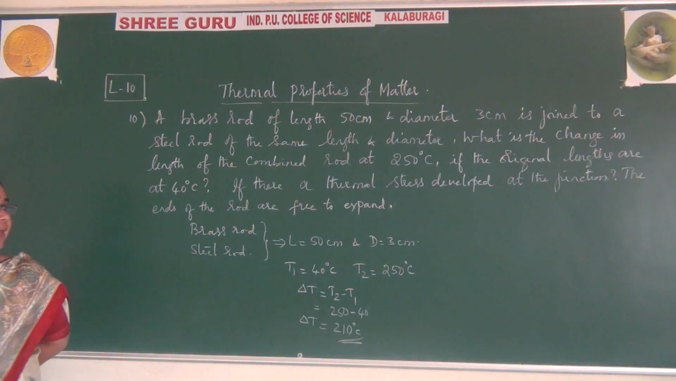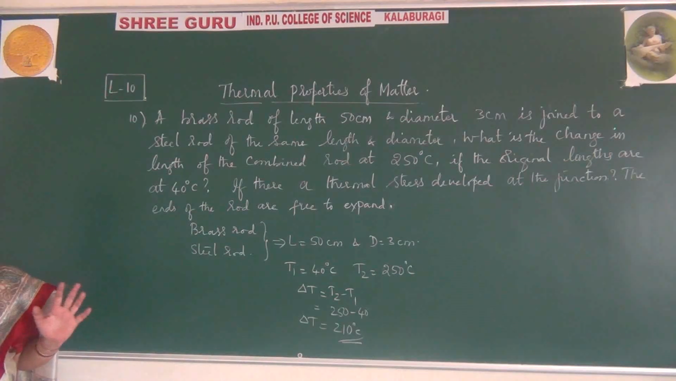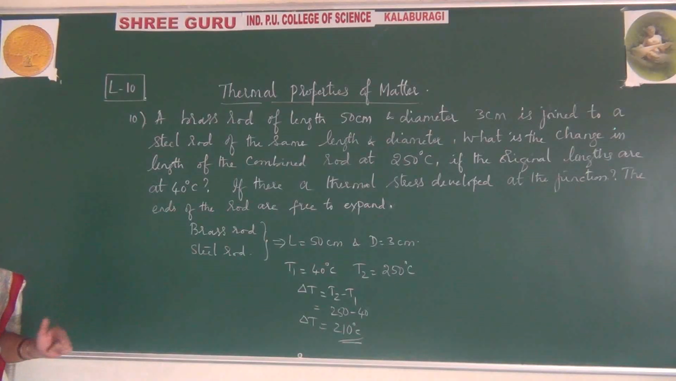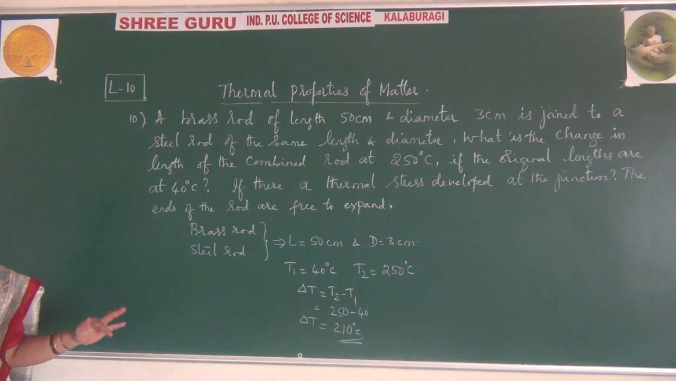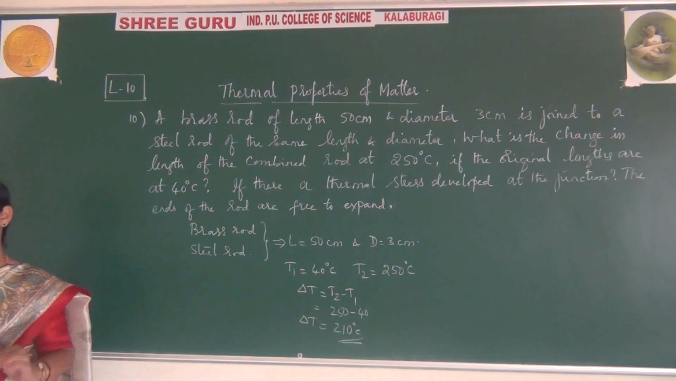Okay. Next, they have given only these things, but nowhere have they given the coefficient of expansion for brass as well as for the steel rod. So we have to take the reference of a chart, and then take the brass and steel rod values. But at present I will provide you the coefficient of expansion of the brass rod as well as the steel rod. Using that, let us calculate now.